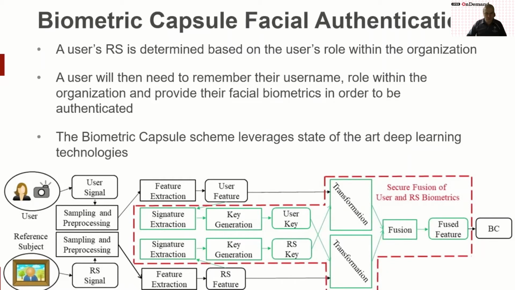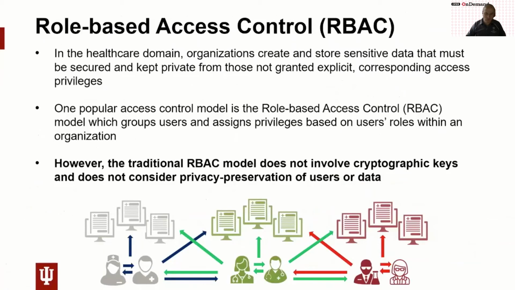There are a few advantages of this. One, we can make the RS determined based on the user's role within the organization. So at authentication time, a user needs to only provide their username and their role within the organization to determine the RS, and then allow the picture to be taken to provide the facial biometrics to the system. And it should be noted, although we're using a secure facial authentication scheme here by fusing the biometrics, we still are able to leverage state-of-the-art deep learning technologies during this facial authentication.